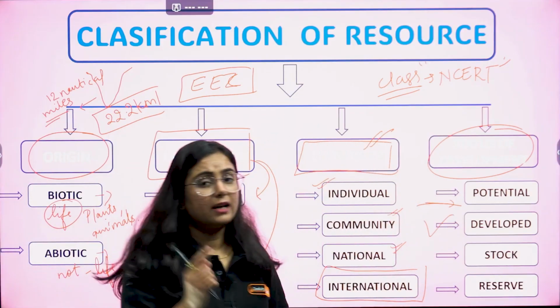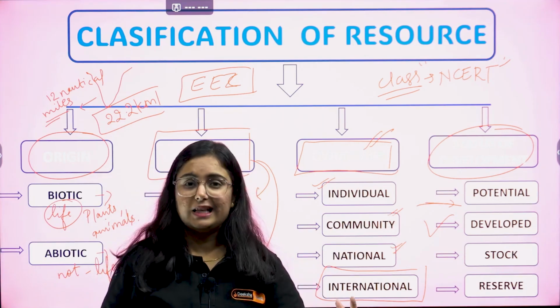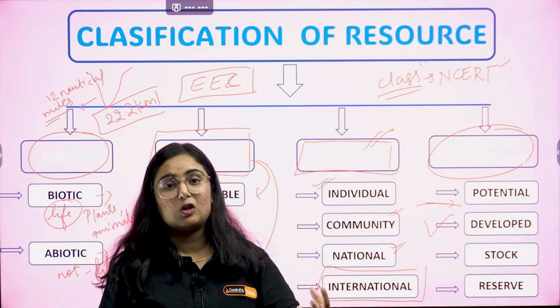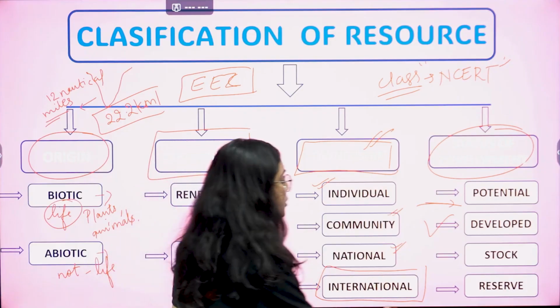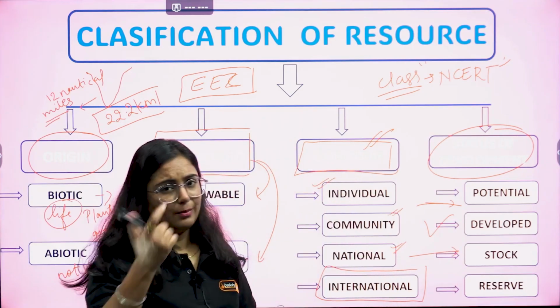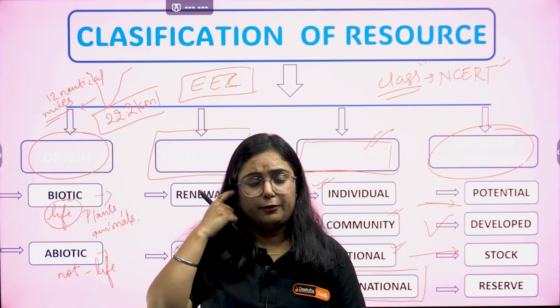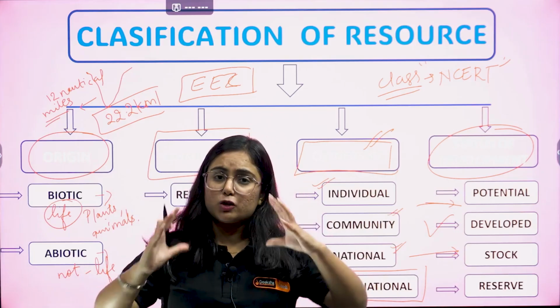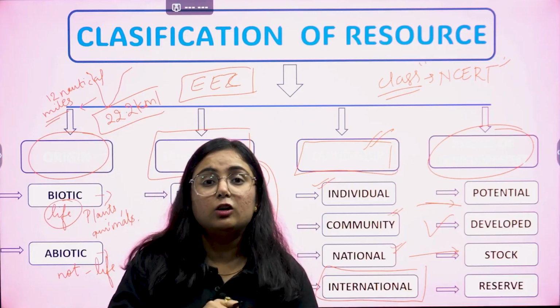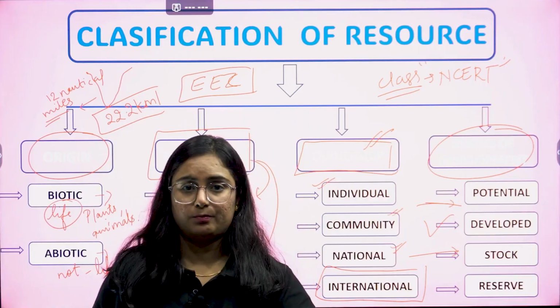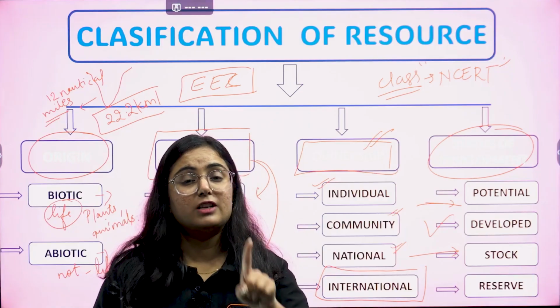Developed resource: a resource in which the quantity and the quality are totally developed, and we are just using it fully. Okay, stock is again somewhat similar to potential resource, but the difference is that stock means the resource has potential, but we are not technologically advanced to use that.